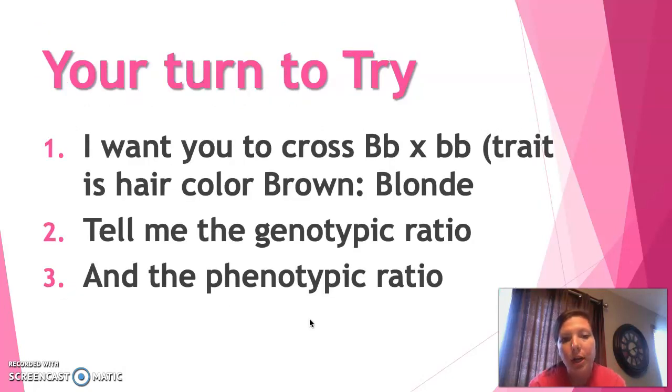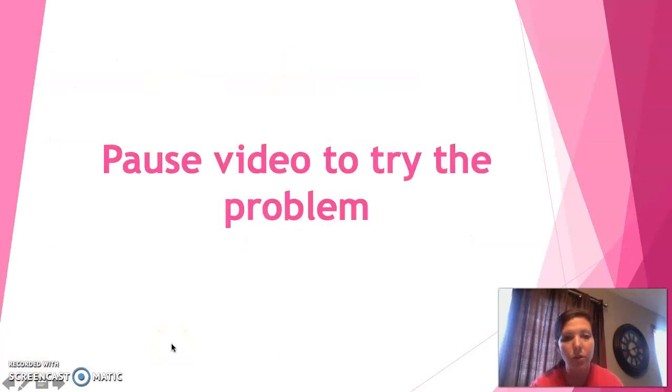So I want you to cross a big B, little b. So again, this is going to be heterozygous dominant with a homozygous recessive. So the trait is hair color. So we're going to do brown to blonde. Tell me the genotypic ratio and the phenotypic ratio. So I want you to pause the video to try the problem.